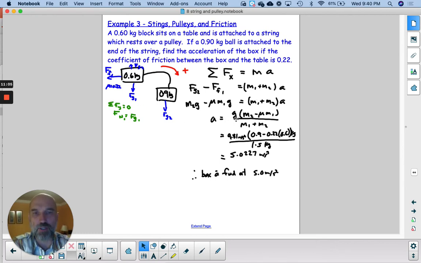Rearrange the equation and we get a value for acceleration. It's positive because we're calling down the positive direction.